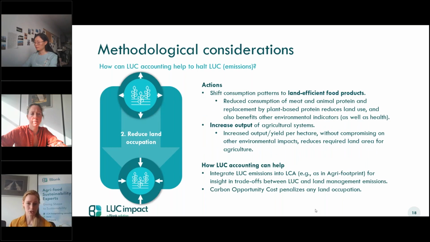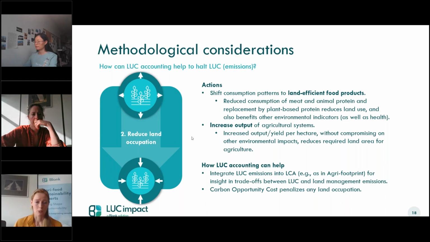Secondly, we have to reduce our land occupation overall. The actions related to that is shifting overall consumption patterns to land efficient food products. Generally, meat and other animal protein sources take up more land per calorie or protein delivered compared to plant-based sources. So where possible, this shift can be made. But of course, also within existing systems, if you increase the output or yield per hectare, then that would in the end also lead to a lower demand of land.